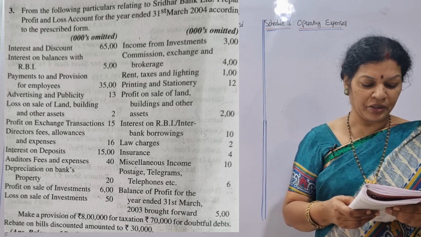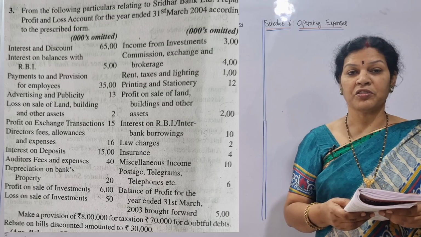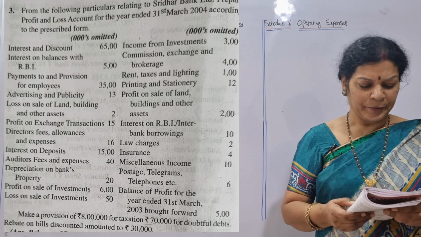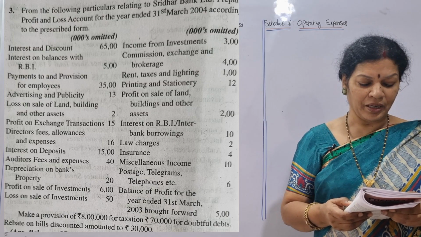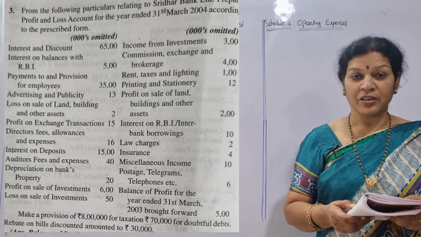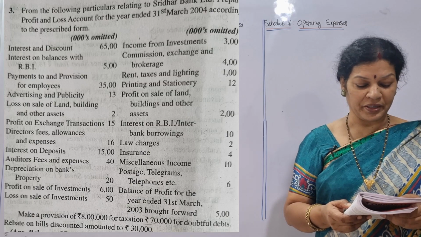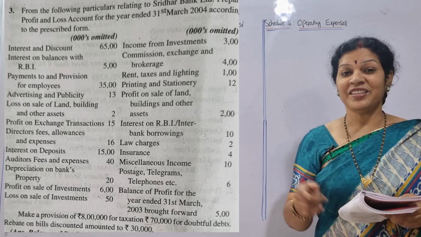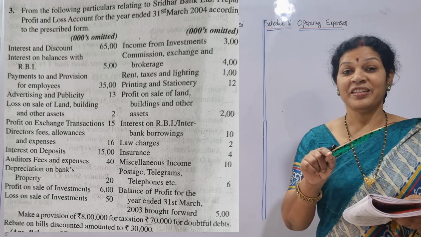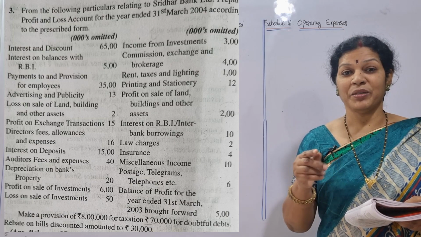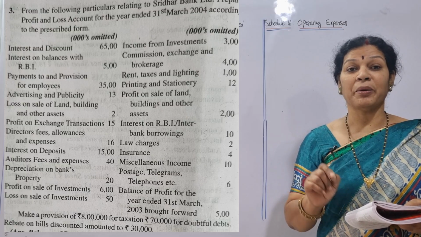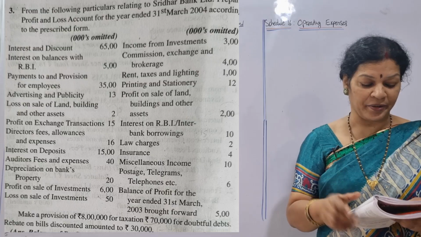Next one. Profit on exchange transactions. So this is schedule number 14, other income. This is also profit. Next, director's fee, allowances and expenses. Schedule number 16 because it's operating expenses. Interest on deposits. This is interest expended. Means bank is paying on this deposits. Schedule number 15, interest expended.